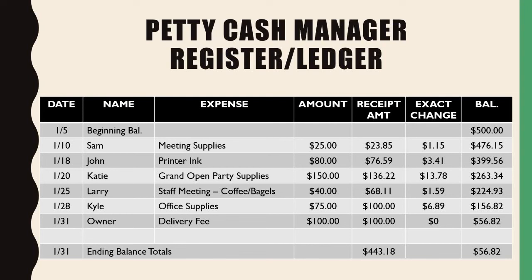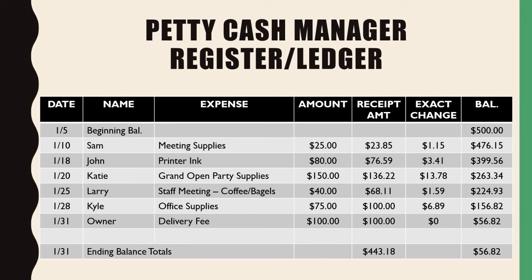Okay, so as you can see, we got John, Katie, we got Larry and Kyle. They all bought something. So they borrowed money, and they came back with the exact change with the receipt. So as you can see, if I look at John, he bought printer ink. He borrowed $80 from the petty cash drawer, came back with $76.59 on the receipt with the exact change of $3.41. So this is what I mean by keeping a good track record.